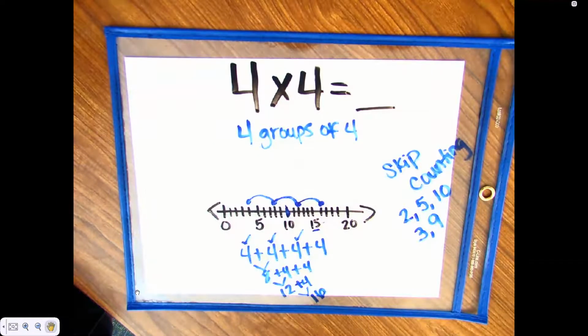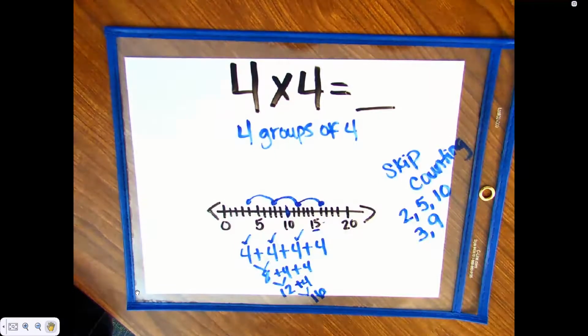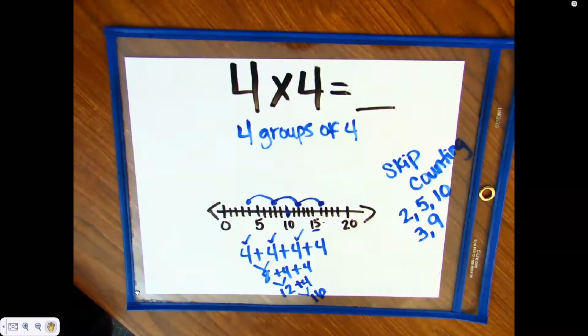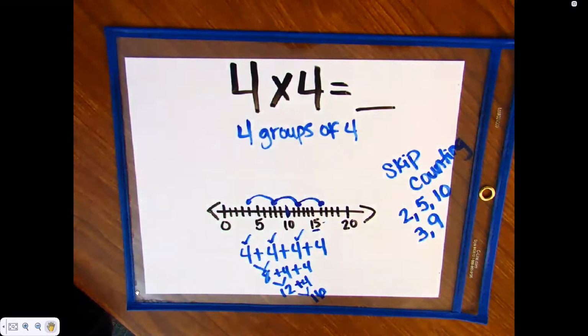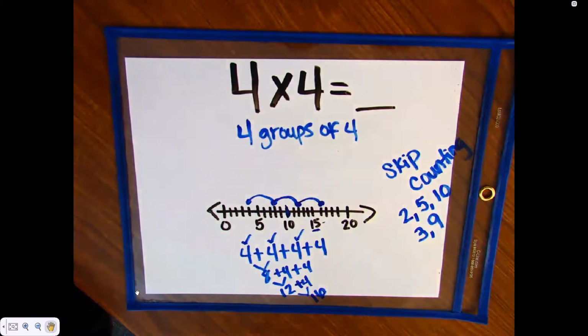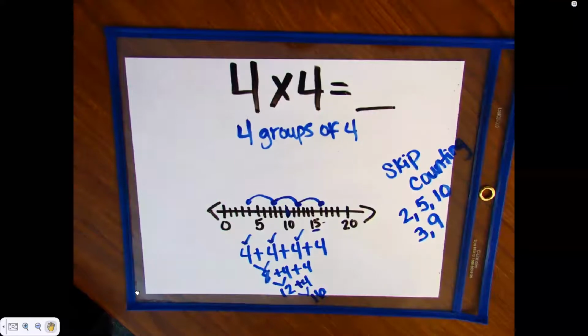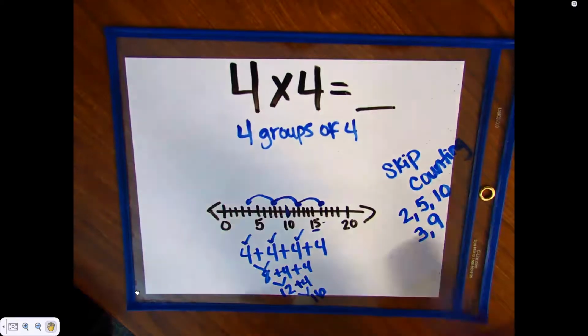So ready? Everybody, we're gonna skip count by 2 together. All ready? 2, 4, 6, 8, 10, 12, 14, 16, 18, 20, 22, 24, 26, 28, 30. All right, that's all it's gonna go to.